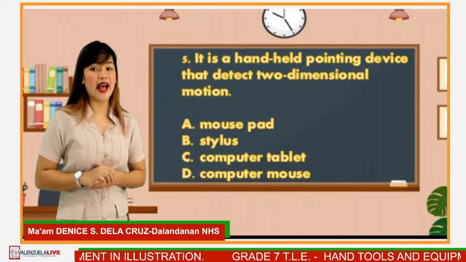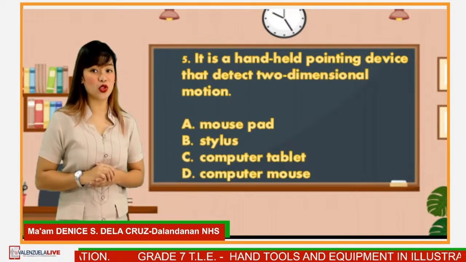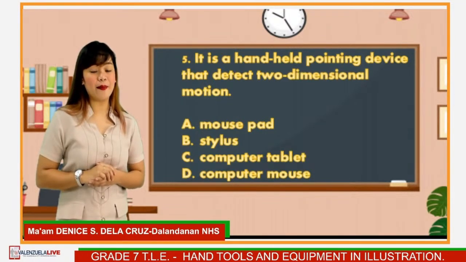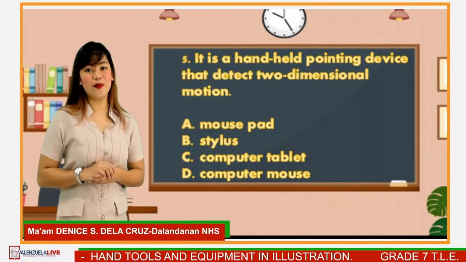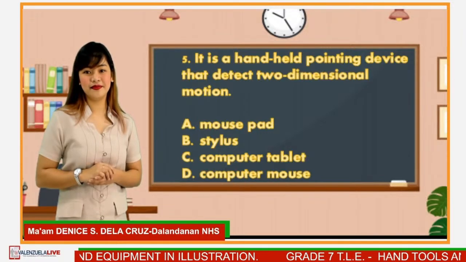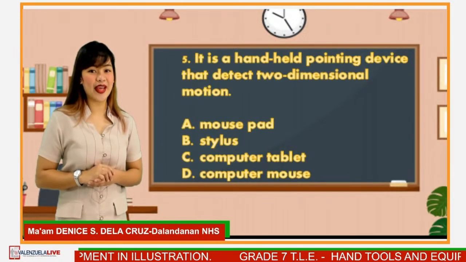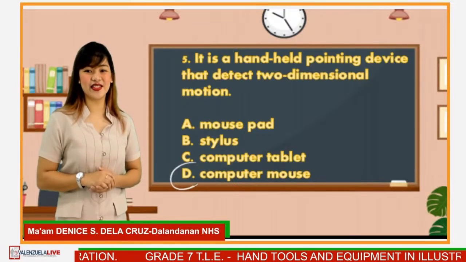Number 5. It is a handheld pointing device that detects two-dimensional motion. Is it A. Mouse pad, B. Stylus, C. Computer tablet, or D. Computer mouse? The correct answer is letter D. Very good again, learners!